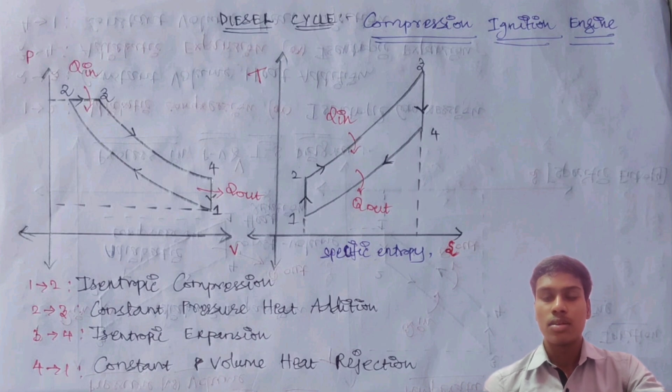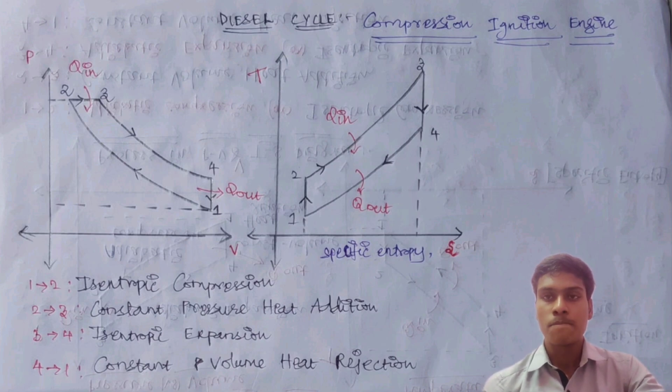Because in the Otto cycle, the piston comes to the TDC. TDC means top dead center. After reaching the top dead center, the fuel is injected. After that, a spark is applied. Due to the spark, the power stroke happens. After the piston comes to the top dead center, there is a constant volume. In that constant volume, we are giving external heat. So that process is constant volume heat addition in the Otto cycle.